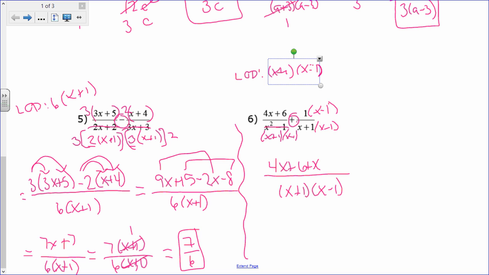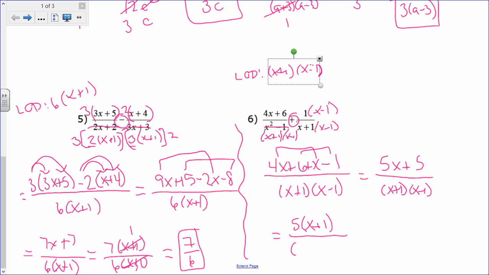x minus 1. So when I combine like terms, a 4x and an x will give me 5x, and then a 6 minus 1 will give me a positive 5 over x plus 1, x minus 1. There's a GCF of 5 in the numerator, so it's 5 times x plus 1 over x plus 1, x minus 1. Here, the x plus 1's cancel out, so I'm left with 5 over x minus 1. All right, moving right along.